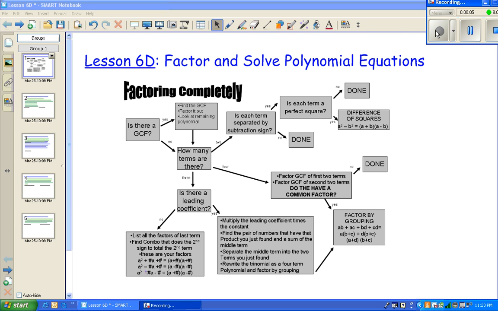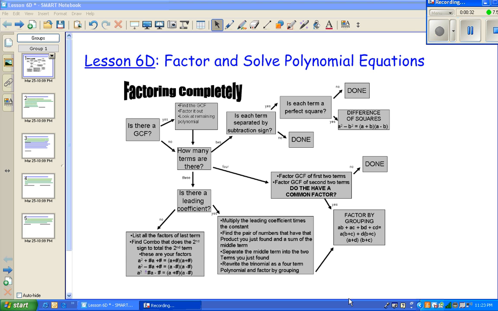Today we're going to be looking at Lesson 6D, Factoring and Solving Polynomial Equations. We've already looked at factoring and solving quadratic equations, and we're going to use the same type of rules, but these are going to be higher degrees than just a second degree equation or expression. So there'll be a little bit more involved, but it's going to be the same process.